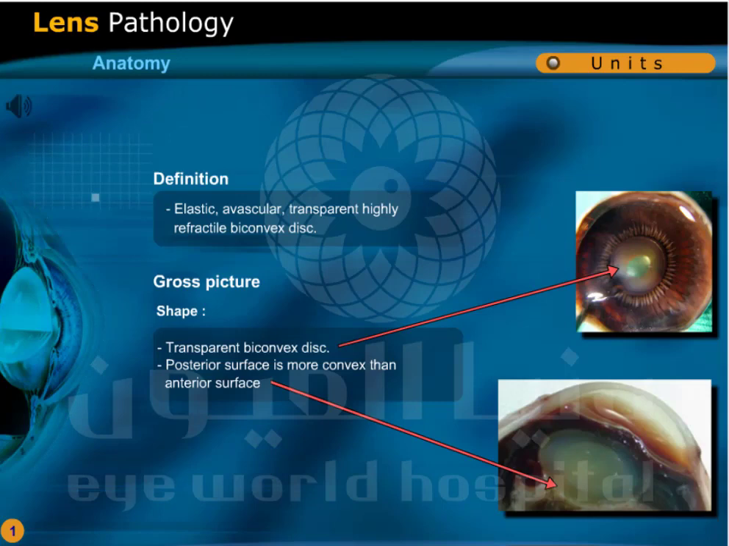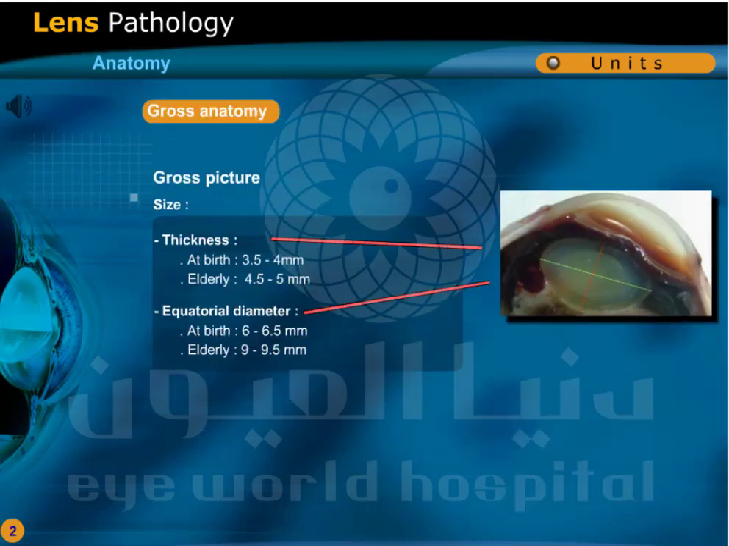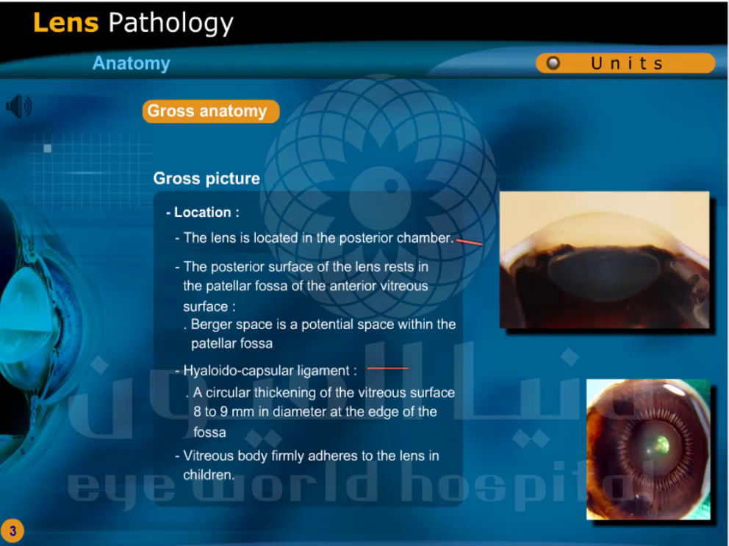Lens pathology. The lens is an elastic, avascular, transparent, highly refractile, biconvex disc. The posterior surface is more convex than the anterior surface. The lens thickness at birth ranges from 3.5 to 4 millimeters, while in the elderly, 4.5 to 5 millimeters. The equatorial diameter at birth is 6 to 6.5 millimeters, and in the elderly, 9 to 9.5 millimeters.